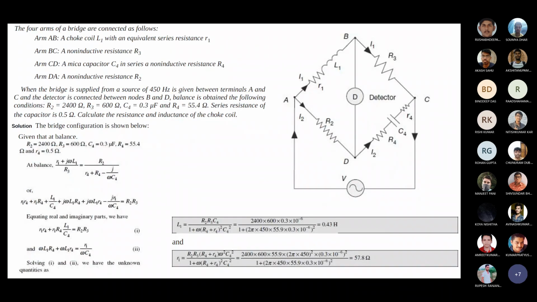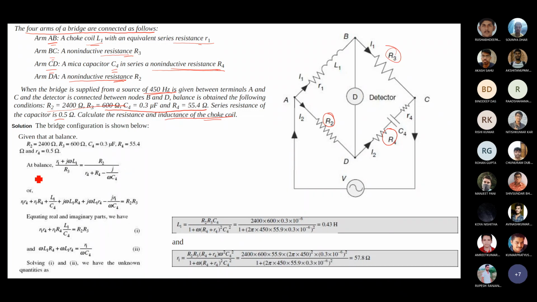Just discussing the problems: four arms of a bridge are connected. AB is a choke coil L1 in series with R1. The BC arm is purely resistive, only R3, and CD is capacitive C4 with non-inductive resistance R4. DA is the non-inductive resistance R2. All the values are given, and the frequency is also given. Calculate the inductance of the choke coil.